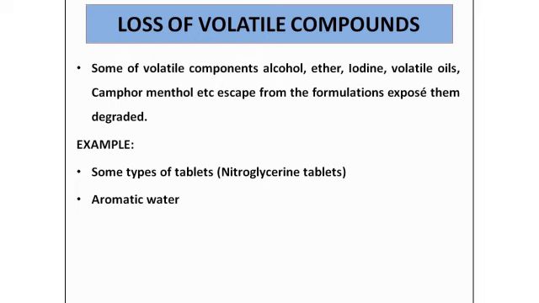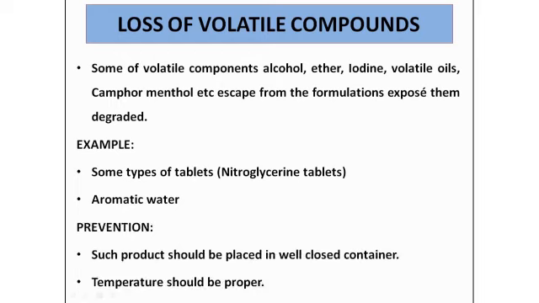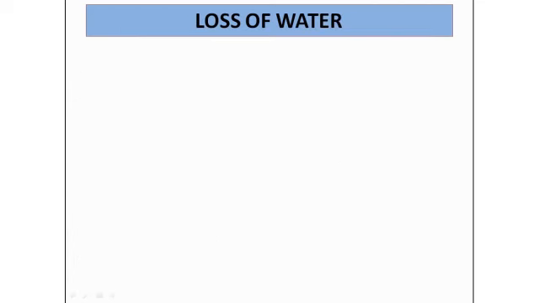The next example is aromatic water. In aromatic water, we know that water is there and we have some chemicals which have aroma. The volatile component, the volatile oil, may escape from the aromatic water. Prevention, how are you going to prevent it? Simple. Such products should be placed in a well-closed container and the temperature should be proper, as per the instruction given by the manufacturer.